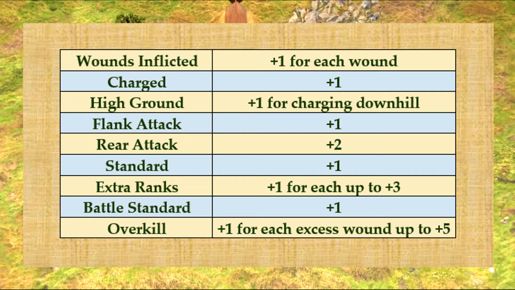If you have a standard bearer, that is a +1. And you also gain a +1 for each extra rank with 5 or more models to a maximum of +3. Now this last one doesn't apply if your unit is disrupted, and that means it is being attacked in the flank or the rear by another unit with at least 2 ranks of 5 models. In addition, we have 2 uncommon bonuses. If the unit has the battle standard, that is a +1, and also any overkill in a challenge gives you a +1 up to additional 5 points.